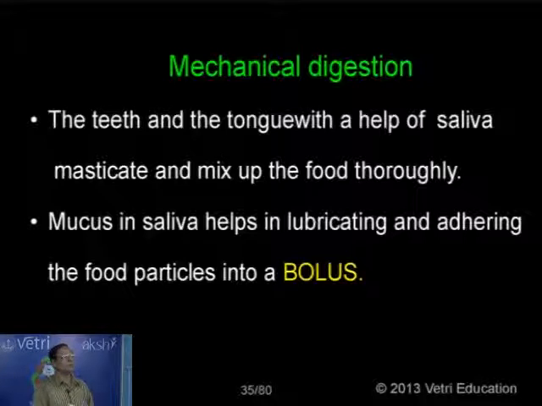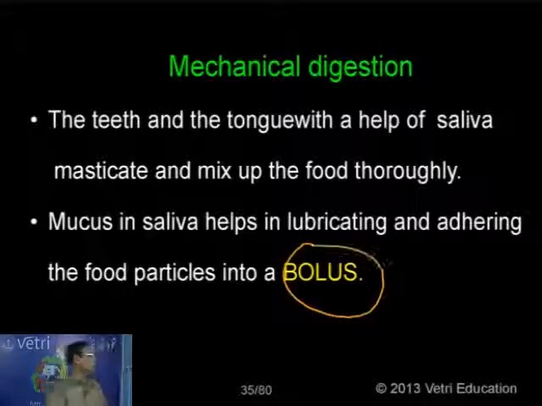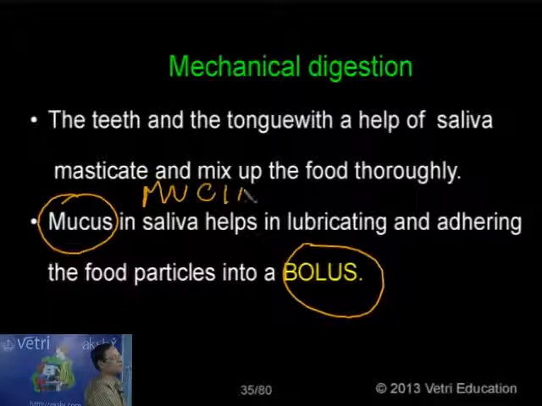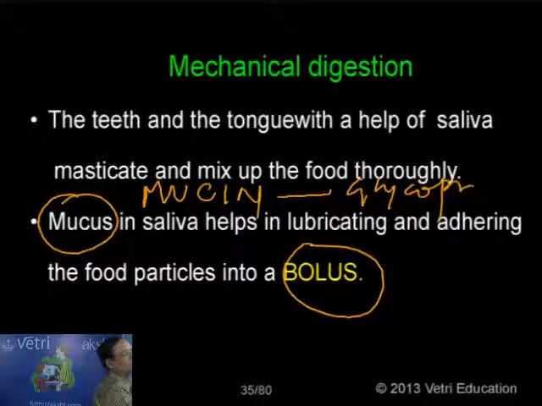This is the binding or adhering of the food particles, effected by the mucin of saliva, a glycoprotein, and that food particle mass, a spherical mass, is called a bolus. The mucus I mentioned is a viscous substance containing mucin, a viscid substance. Chemically, mucin is a glycoprotein. When dissolved in water, it becomes viscous.